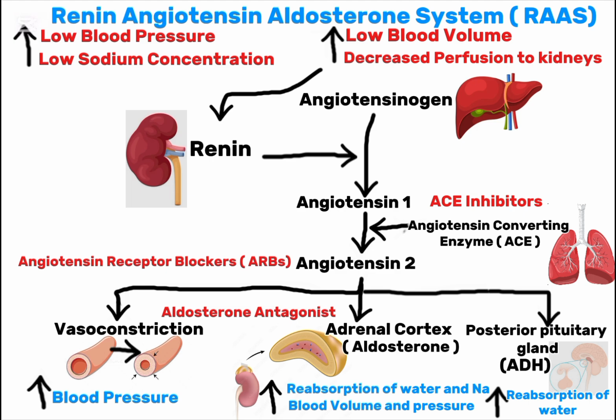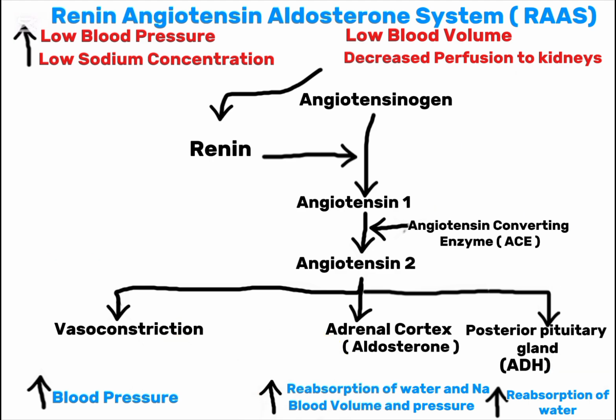So, the renin angiotensin aldosterone system is basically the body's emergency system to save circulation. Whenever blood pressure falls, RAAS activates to constrict vessels, retain sodium and water, and increase blood pressure.